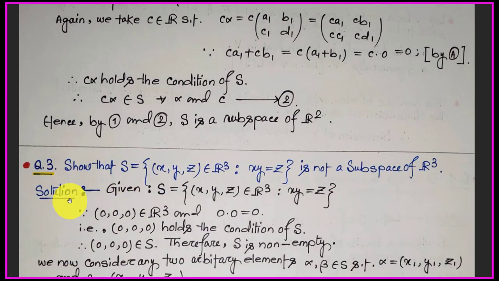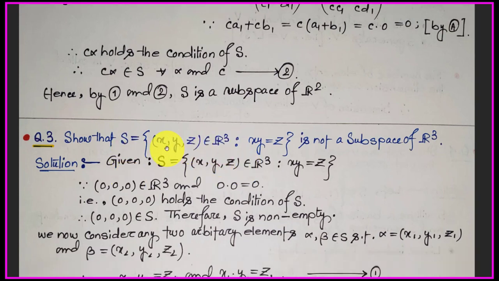Now the third example related to subspace. Here, show that S equals (x, y, z) belonging to R3 such that xy equals z. So this is our condition for this subset. We have to verify whether this is a subspace or not. First we show that this set is non-empty. Here 0 belongs to R and (0, 0, 0) belongs to R3. Also the multiplication of the first two components of (0, 0, 0) is 0 into 0 equals 0. That is, this also holds the condition of the given set. So we can say (0, 0, 0) belongs to capital S. That is, S is a non-empty subset.